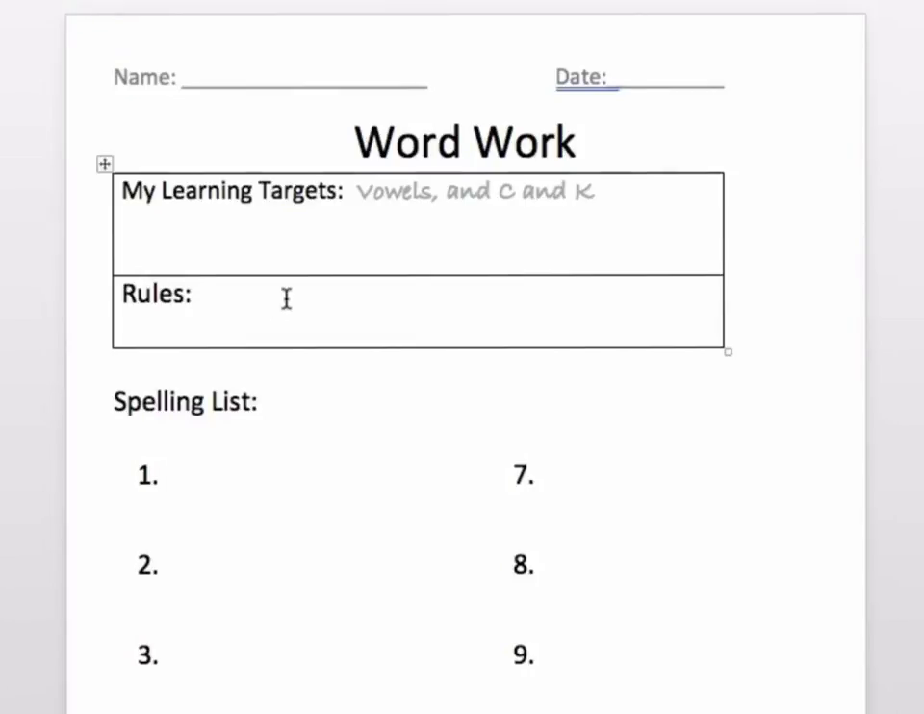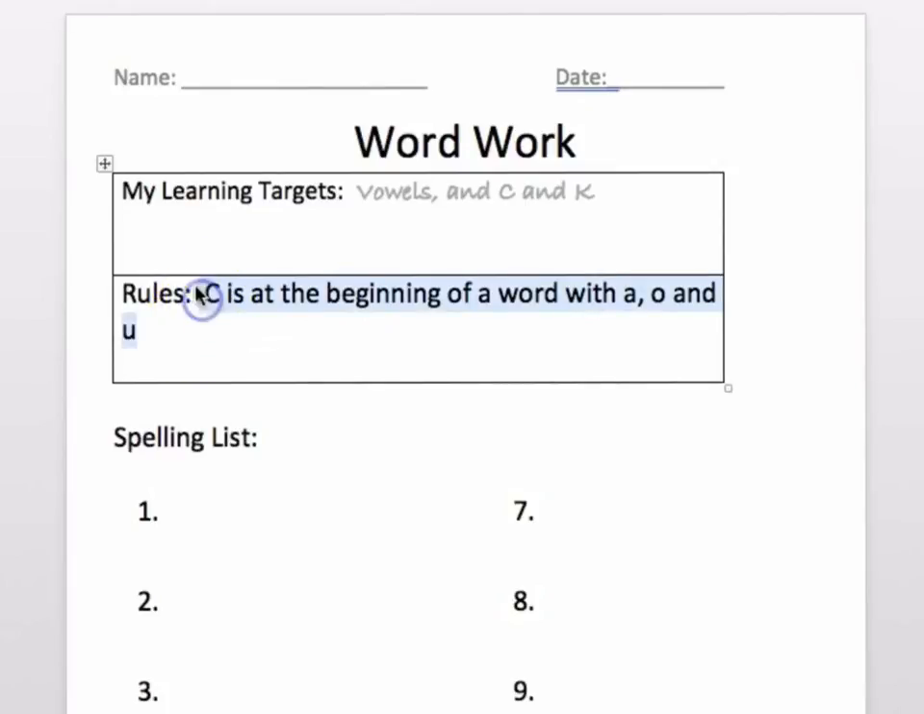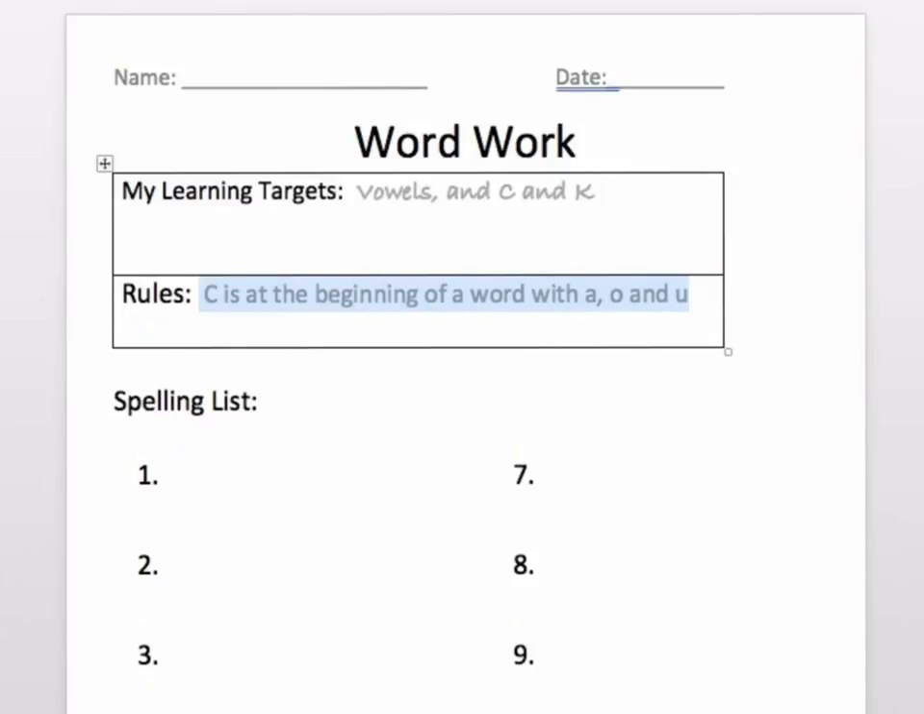The second box is the rules that you learned in the lesson. While you're listening to the lesson, you should be able to figure out what the rules were. We had about 3 rules we were learning about. Our 3 rules were: C is at the beginning of a word with A, O, and U. Only the k sound could be at the beginning of a word with the letter C if the second letter was A, O, or U.